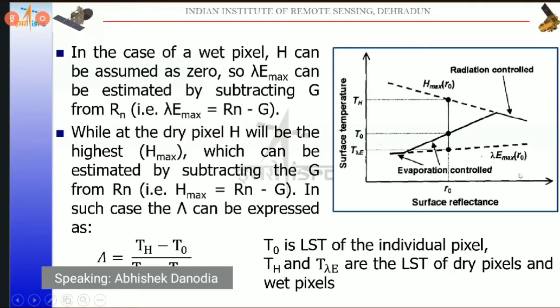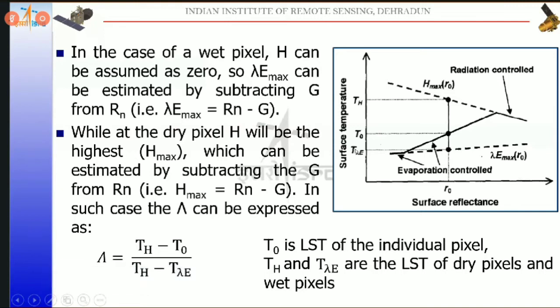If I'm talking about the wet pixel, at the wet pixel your H value is assumed to be 0. So LE, or lambda E, is maximum and equals Rn minus G. There is no H component; H is assumed as 0. While for the dry pixel or dry edge line, LE is 0 and H max is Rn minus G only. So these are the two contrasts of LE max and H max.